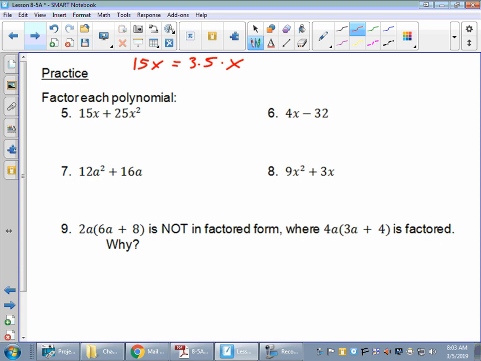How about the second term? The second term, 25x squared, would be a 5 times a 5. Those are both prime numbers. And then we'd have an x times an x because we have x squared. So now we have to look at what common factors both of these have. Well, they both have a 5, and they both have an x, so our GCF would be 5 times x.